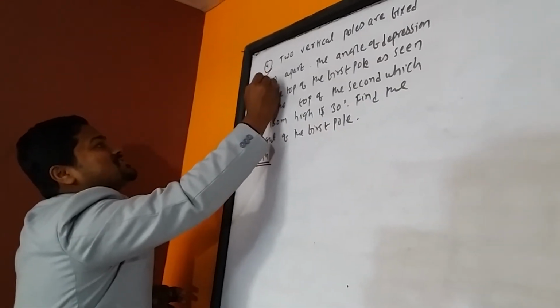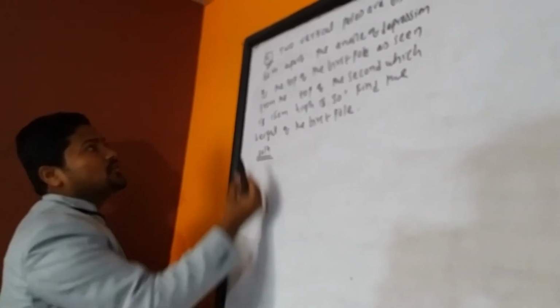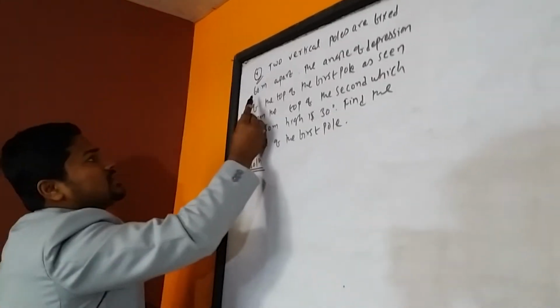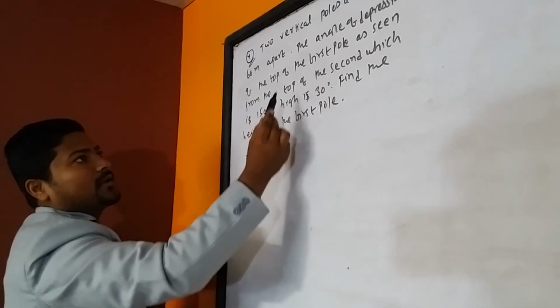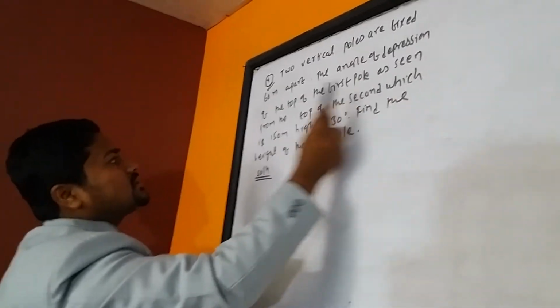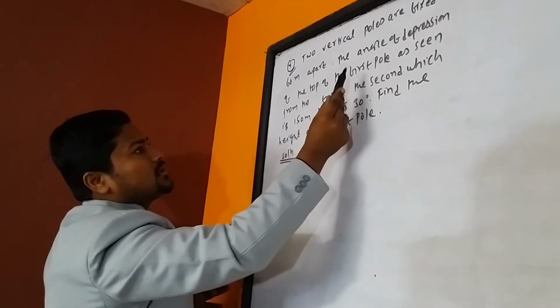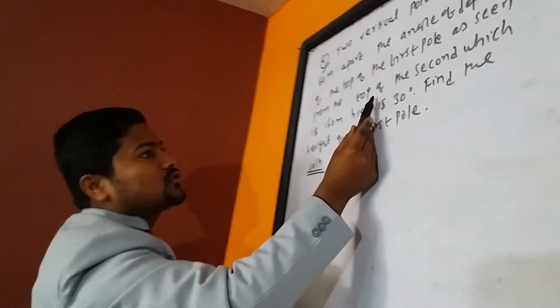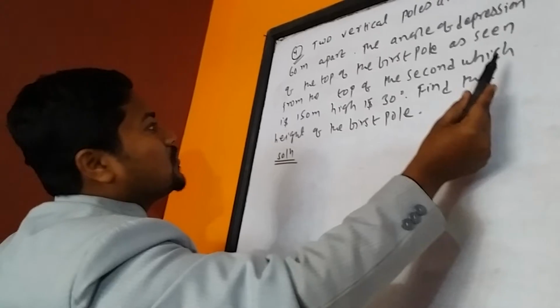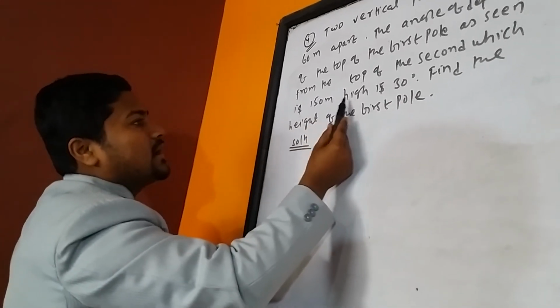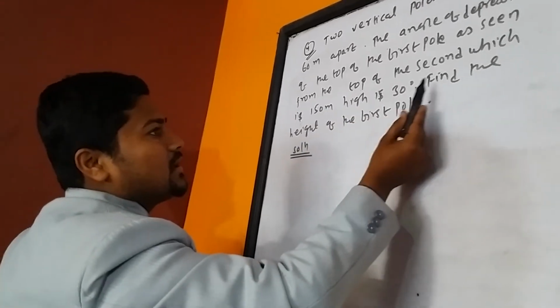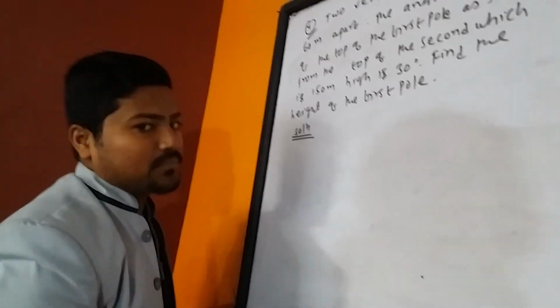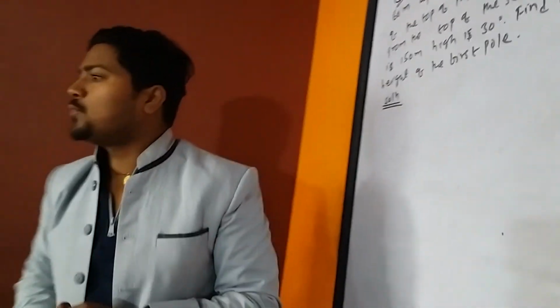Okay, now we have question number 4. In question number 4, two vertical poles are fixed 60 meter apart. The angle of depression of the top of the first pole, as seen from the top of the second, which is 150 meter high, is 30 degrees. Find the height of the first pole. So now we have the two poles here.